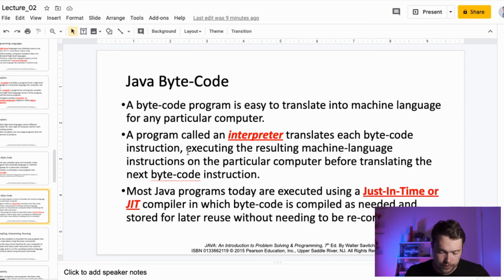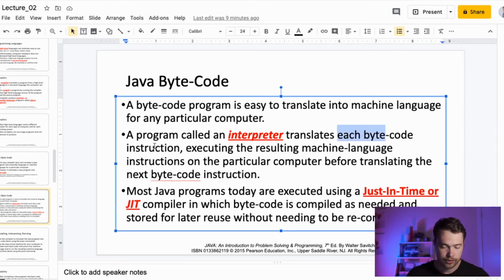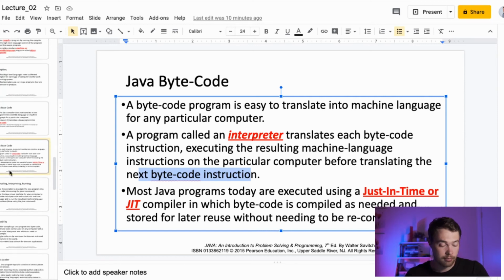A bytecode program is easy to translate into machine language for any particular computer. A program called an interpreter translates each bytecode instruction, executing the resulting machine language instructions on a particular computer before translating the next bytecode instruction. Most Java programs today are executed using just-in-time (JIT) compilers, in which bytecode is compiled as needed and stored for later reuse without needing to be recompiled.